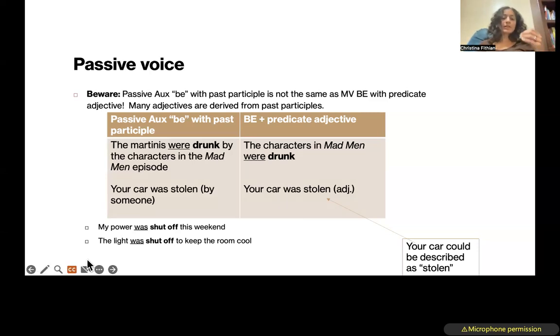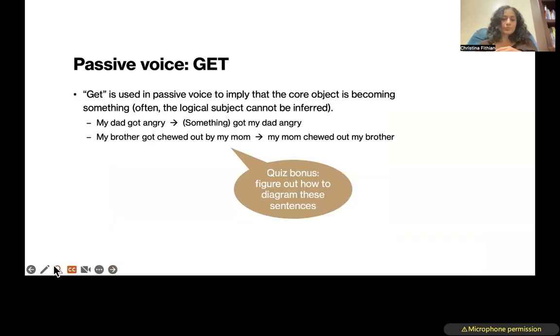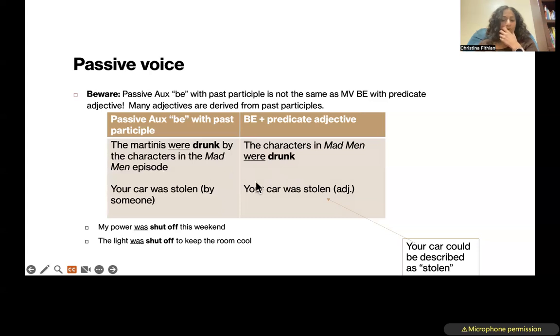Same thing here. The light was shut off to keep the room cool. This could be either passive or main verb be with predicate adjective. So we'll see some examples of this as well. And in fact, I'm probably going to have you diagram, well, I'll diagram this one, but I'll probably ask you if you can try to diagram both of these before we get to class, as well as these ones down here, then that will be really good practice.